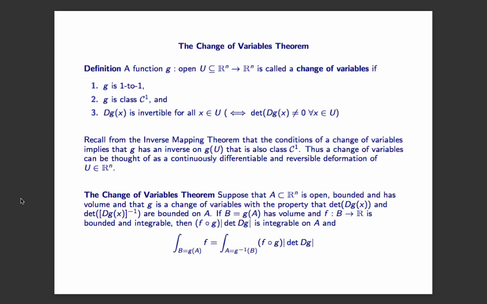and f maps B to R is bounded and integrable, then the composition of f and g times the absolute value of the determinant of the derivative of my change of variables is integrable on A, and the integral of f over B, which remember is the deformation of A, is equal to the integral over A of f composed with my change of variables times the determinant of the derivative in absolute value.